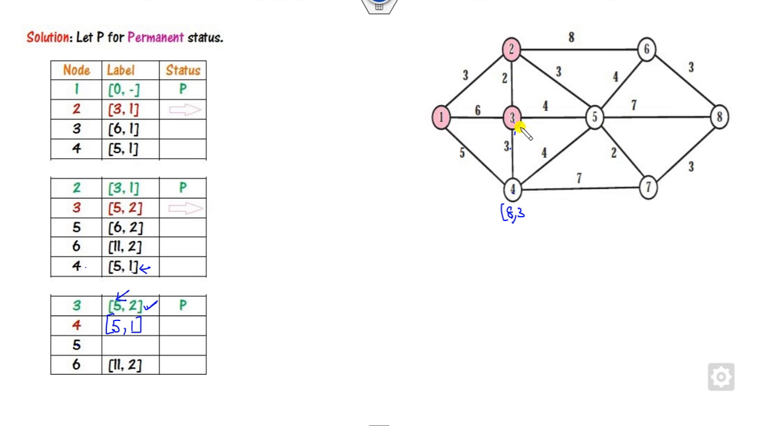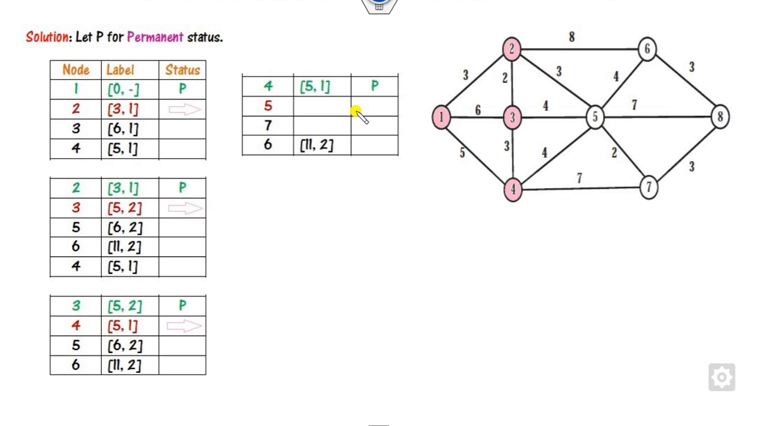Similarly, from 5, this 3 is 5 comma 2 and 5 plus 4 is 9 comma 3, but the previous value of 5 is 6 comma 2. Which one is the minimum? 6, so I can write 6 comma 2. Now again you can see which one is the minimum. Now this value is my minimum and you can write it here.